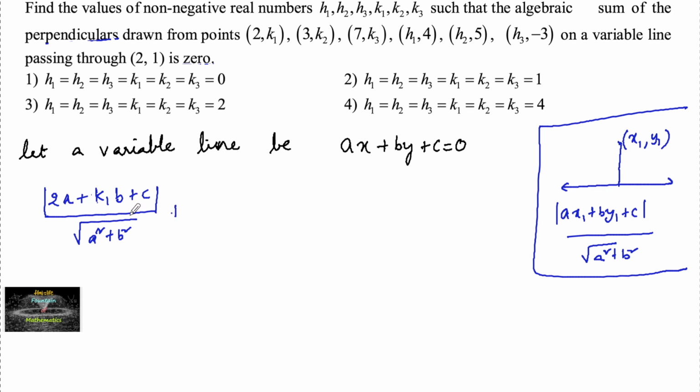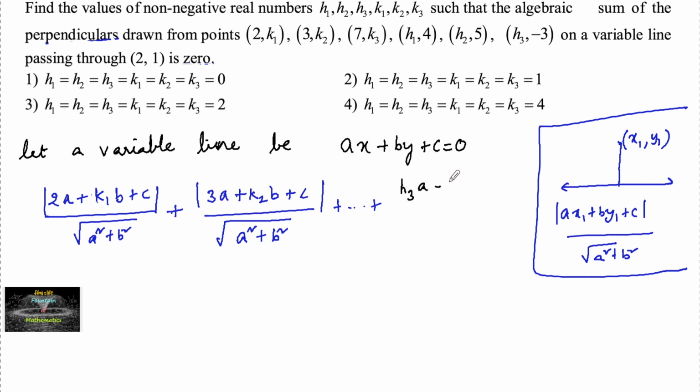and again plus the next one, (3 times a plus k2 times b plus c) divided by root over a square plus b square, plus and so on till the last one, we can write here (h3 times a minus 3 times b plus c) upon root over a square plus b square. The sum will be equal to 0.